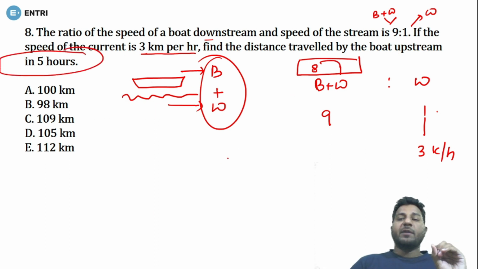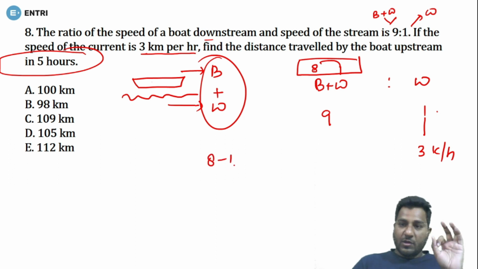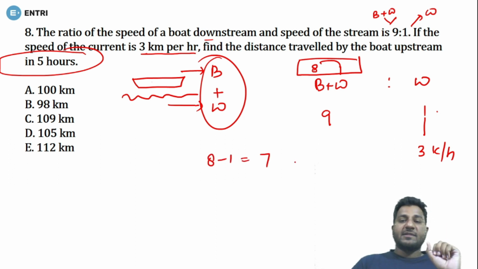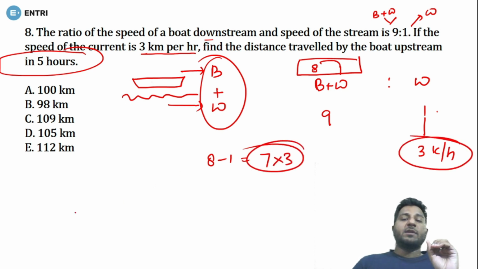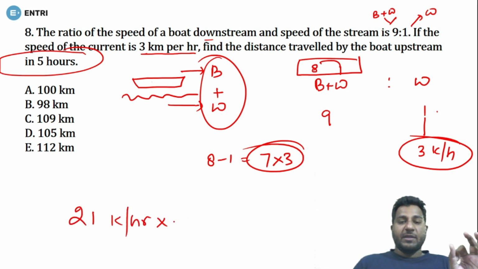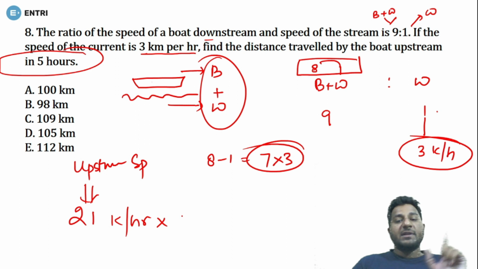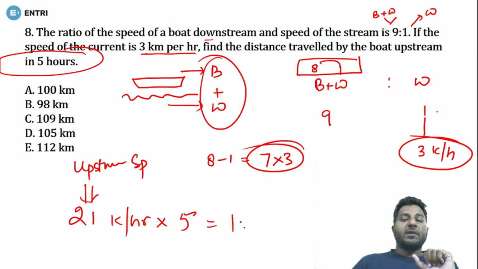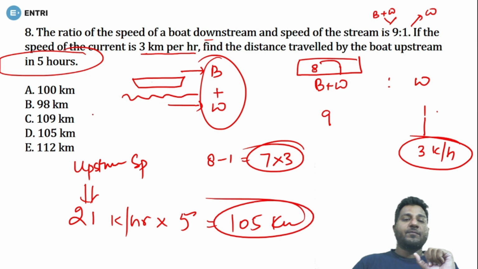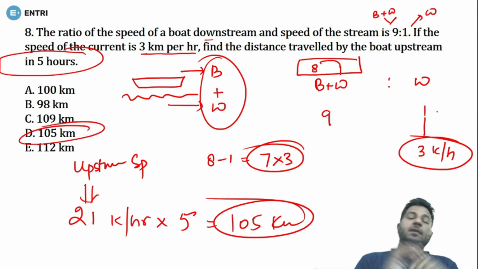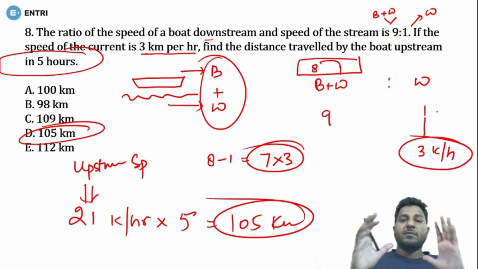So the upstream speed will become 8 minus 1, that means 7. And this 7 has to be multiplied with 3, so 21 kilometers per hour, and it will travel upstream. So the upstream speed is 21 kilometers per hour, and it will travel for 5 hours. Then it will reach 105 kilometers. So it was a clear question. You just need to understand the method.